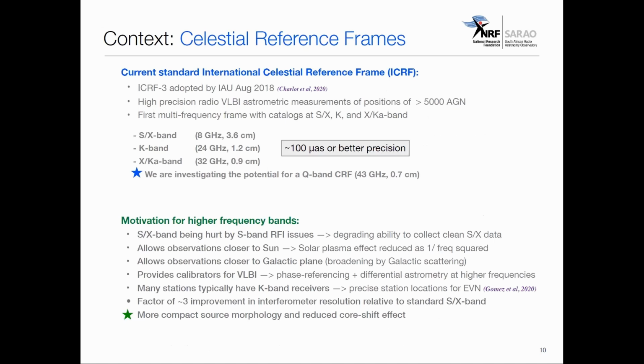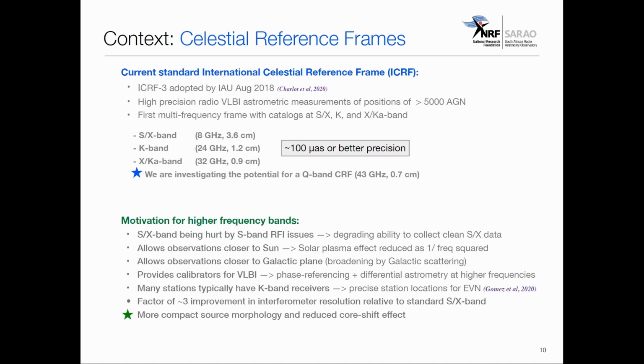Okay, so what is the motivation for going to higher frequencies if we do celestial reference frames? The standard frequencies are hurt by RFI issues. We struggle with RFI issues. Going to higher radio frequencies allows observations closer to the sun and closer to the galactic plane. It provides calibrated sources for VLBI at the higher frequencies. And we found that typically stations have K band receivers. It's only the DSN dishes that have the Ka band receivers. And we're seeing fewer and fewer antennas, particularly in the south, with SX receivers. And then, of course, there's the factor of three improvement in interferometer resolution relative to the standard frequency bands.